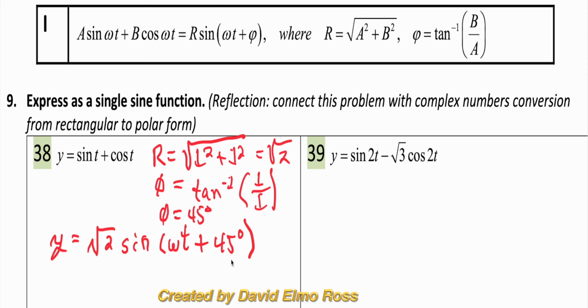t plus 45. And we're going to use Desmos to take a look at this curve, and we're going to compare it to this curve to make sure they're exactly the same. And if they are, this is indeed the formula that we need.